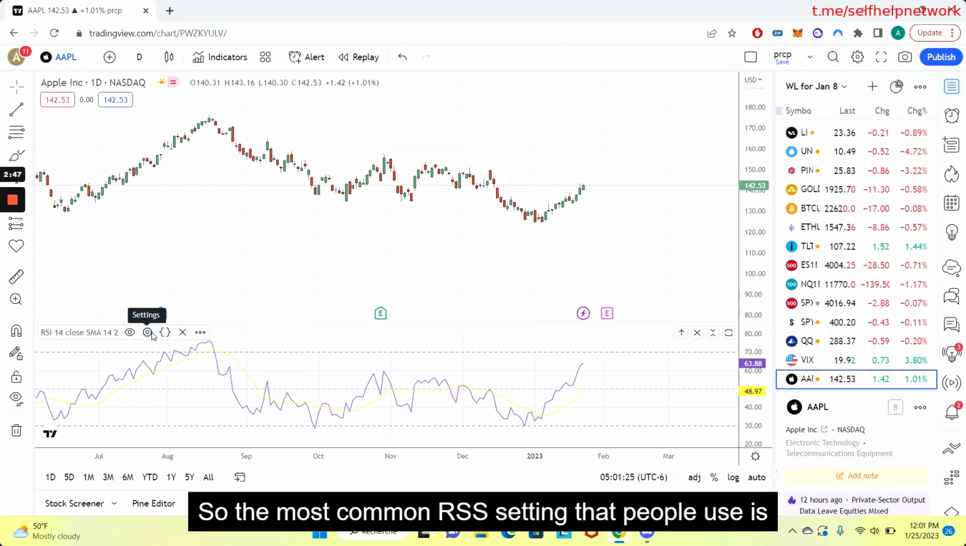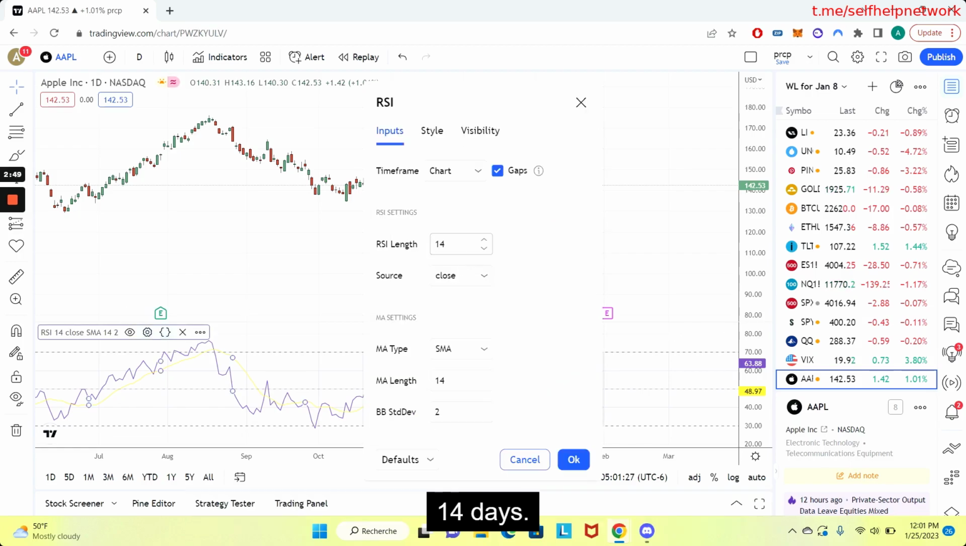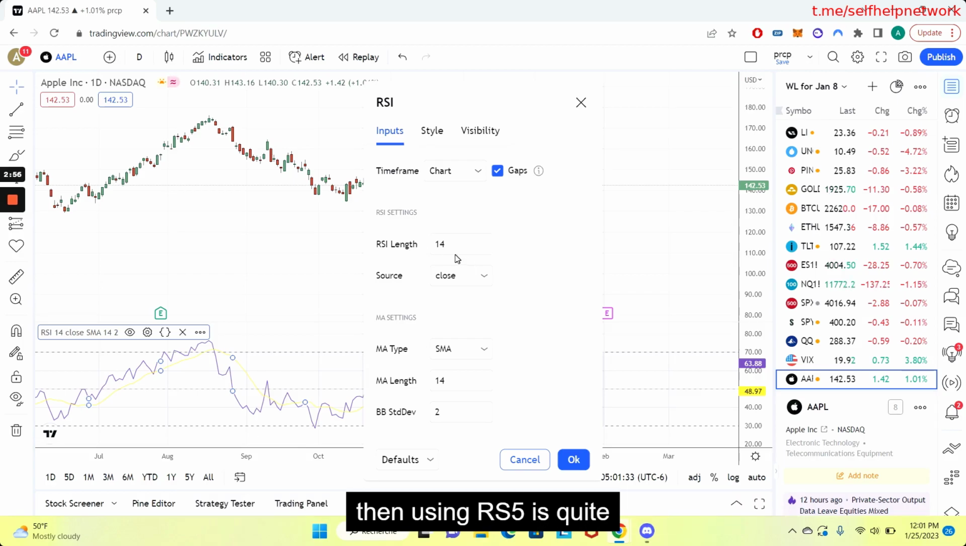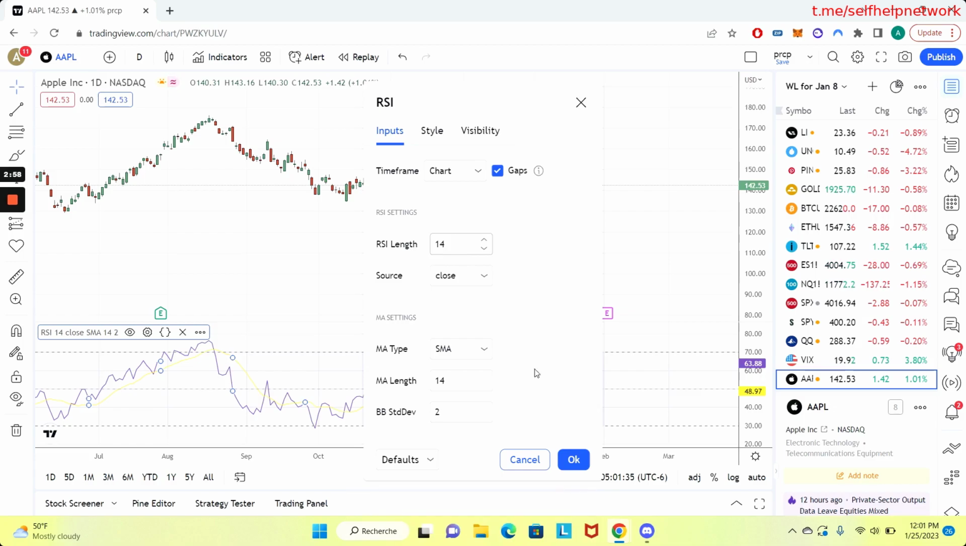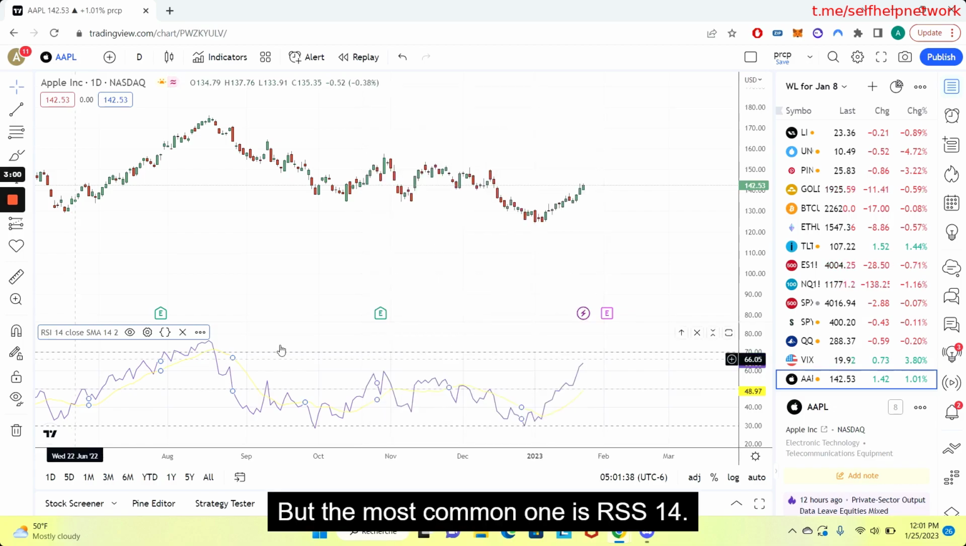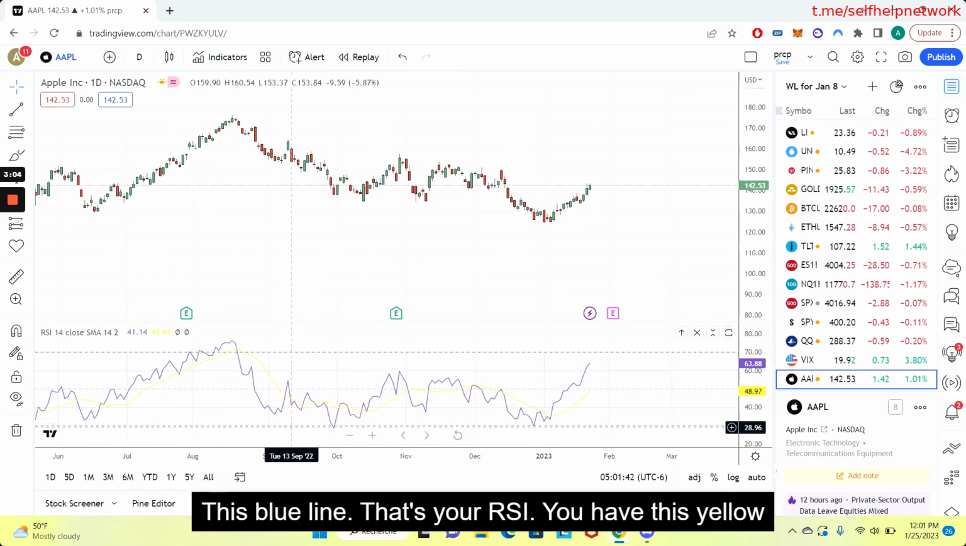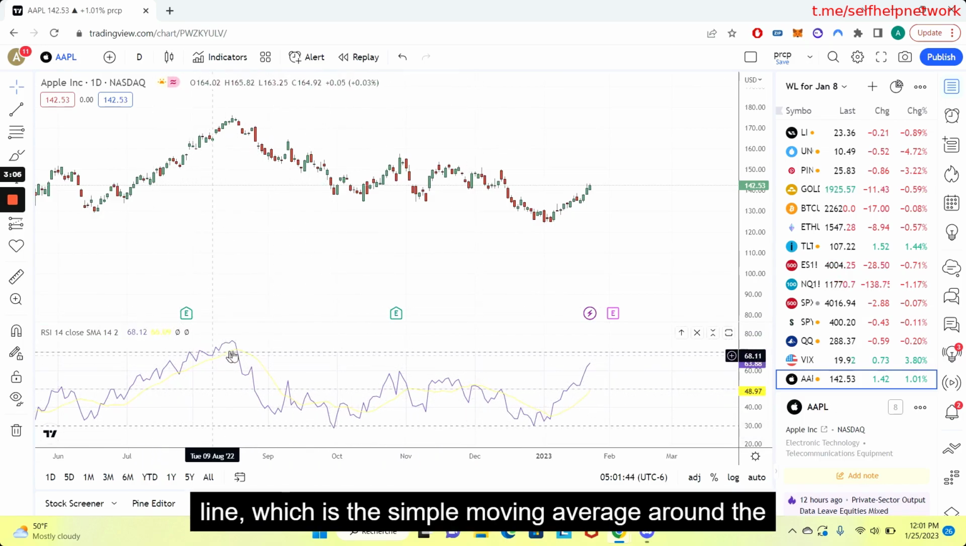So the most common RSI setting that people use is 14 days. If you are doing short-term trading like intraday trading, then using RSI 5 is quite useful for scalping. But the most common one is RSI 14. This blue line, that's your RSI. You have this yellow line, which is the simple moving average around the RSI.